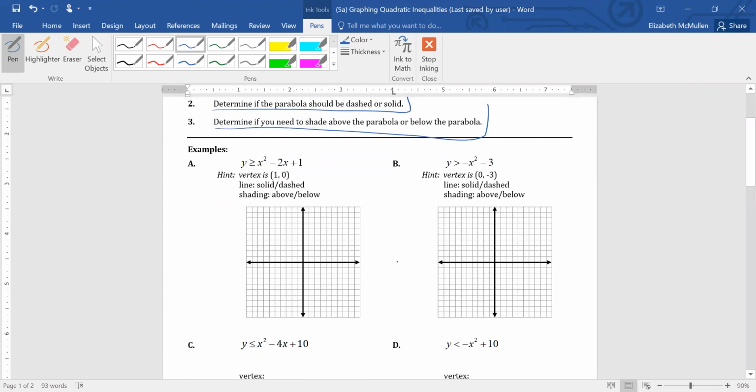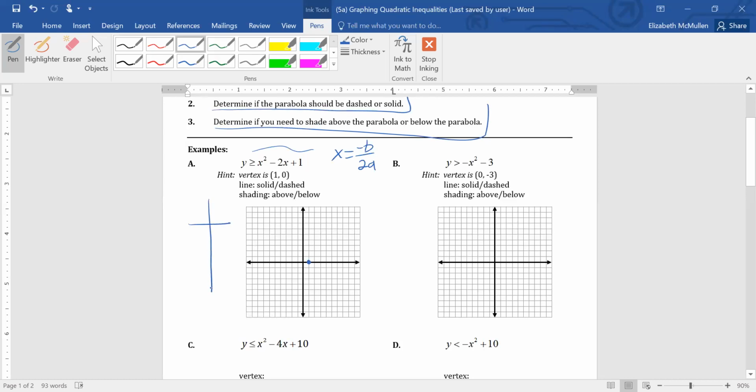Okay, first one, they've given us a hint. Our vertex is at 1, 0. Remember to find the vertex, this is in standard form, we use the x is equal to negative b over 2a formula. And then once we find x, we plug it back in and get y. They've already given us our vertex, so we're going to use that. All right, our vertex is at 1, 0, so right here.